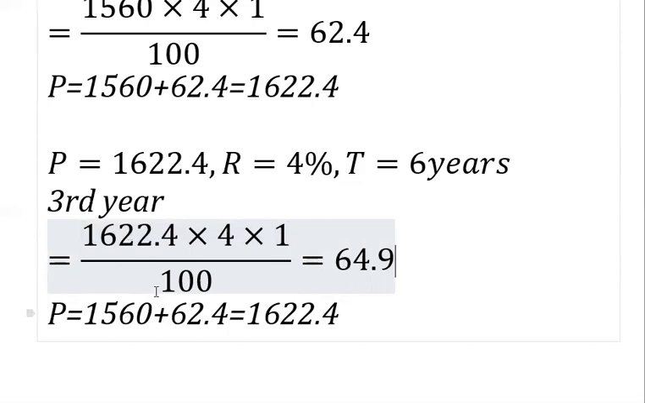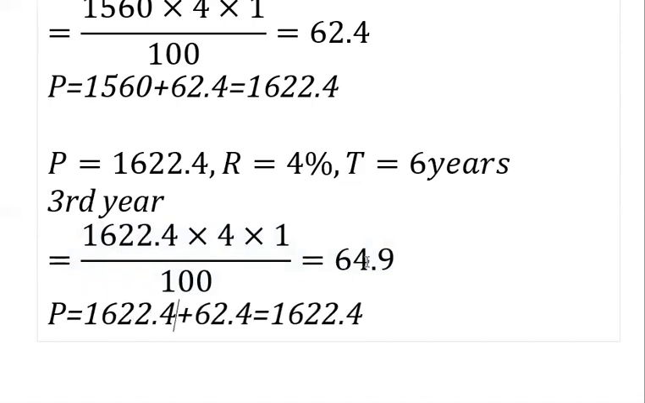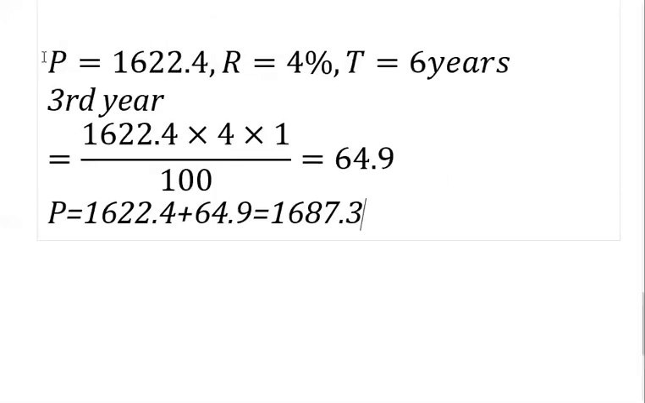Now, this our principal, 1622.4, we'll now add it to our new interest, 64.9. So if you bring out your calculator and punch 1622.4 plus 64.9, it's going to give us 1687.3. Awesome. That's our principal at the end of the third year. Very good. So we're getting closer. We move to the fourth year now.